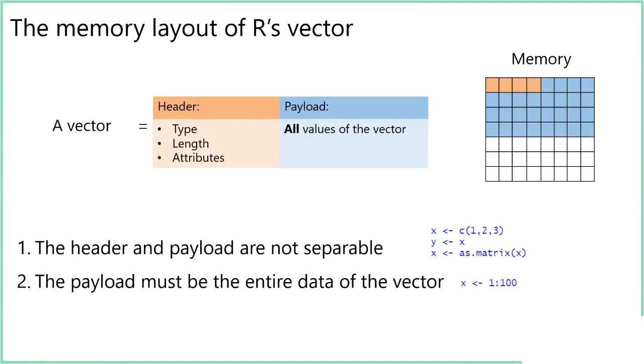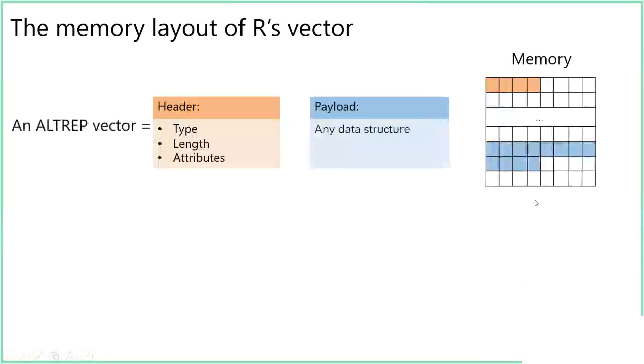We would like to design a feature such that the header and the payload are not tightly linked together. Also, the data will allow an arbitrary data structure to represent the vector. So here's the ALTREP. Now we have an ALTREP vector. Internally, it's a header plus its payload. This time, the header and the payload are separate, so that your header can locate in the memory in the first few cells, and your payload can be some other place.